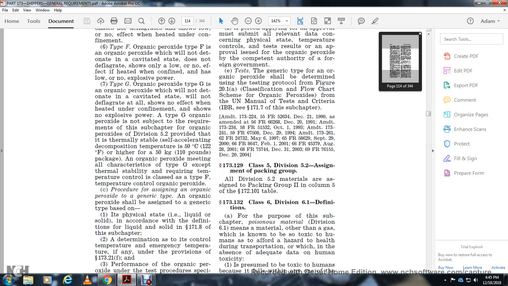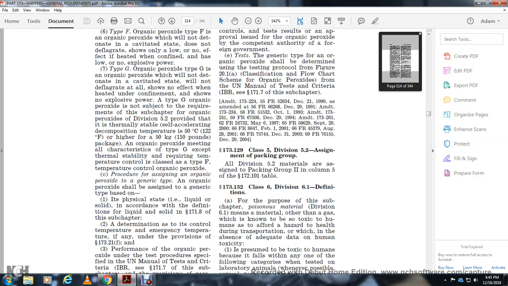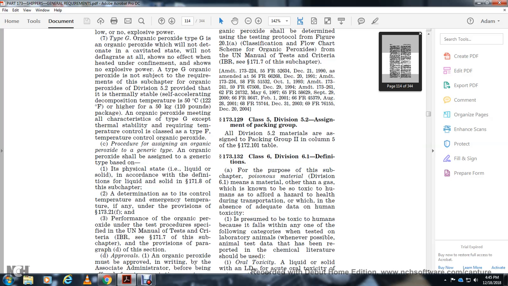173.132, Class 6, Division 6. Definition for the purpose of the subchapter: a poisonous material means a material, other than a gas, known to be toxic to humans as to afford a hazard to health during transportation, or which, in the absence of adequate data on human toxicity, is presumed to be toxic.